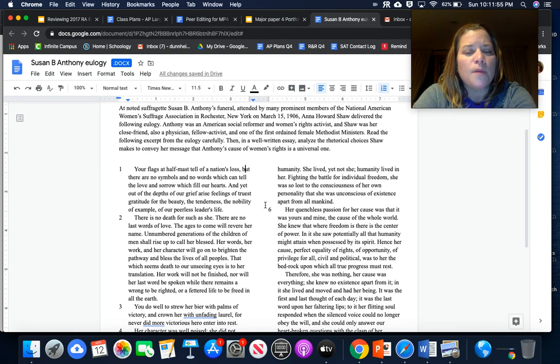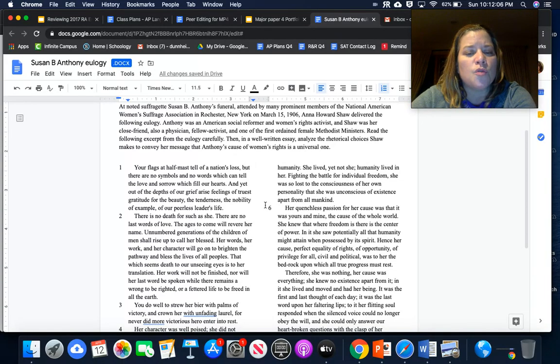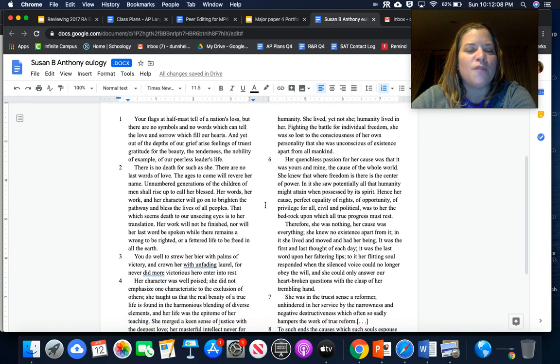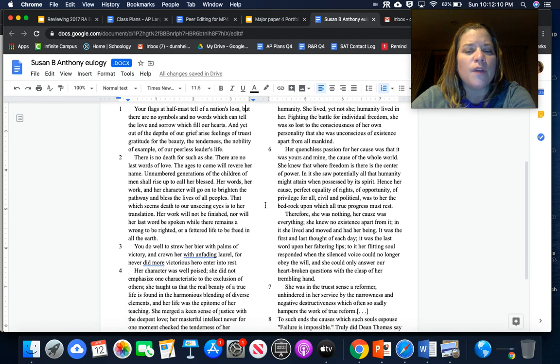Her work will not be finished, nor will her last word be spoken while there remains a wrong to be righted, or a fettered life to be freed in all the earth. You do well to strew her bier with palms of victory and crown her with unfading laurel, for never did more victorious hero enter into rest.